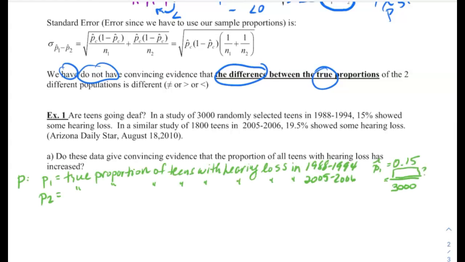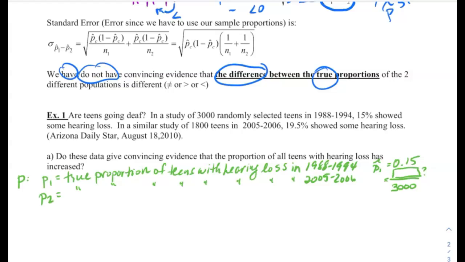Our first step of PHANTOMS, we're still using PHANTOMS, is we now have two population proportions to talk about. So the first one was our first group of teens from 1988 to 1994. And again, I'm just saying the true proportion that had hearing loss. And then I'm going to have to tell them what my p hat is from that sampling. So I may as well put them nearby here. And so I called it p hat sub 1 is 0.15. That's coming directly from the work product itself.